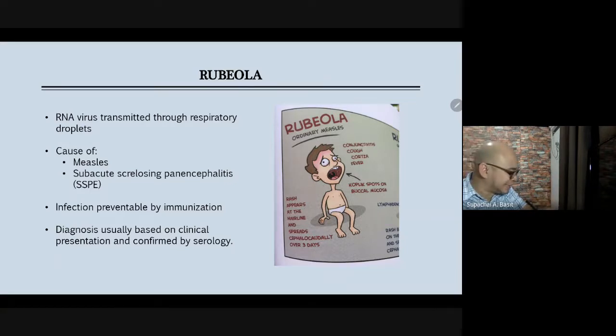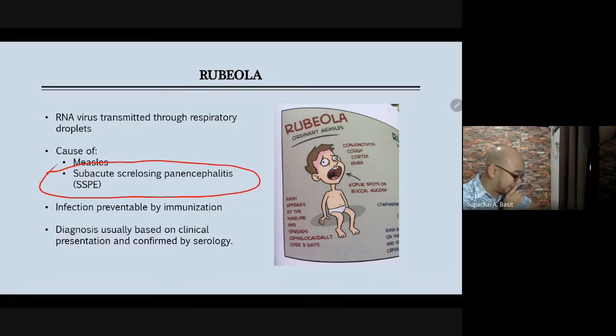And this is known as SSPE, or subacute sclerosing panencephalitis. Before the COVID-19 pandemic, during the time of the Dengvaxia scandal, there was this vaccine scare among mothers. They didn't want their infants to get vaccinated. Hence, cases of measles in our country increased up to 200%. That is not a good scenario, because measles can be prevented through immunization as well.